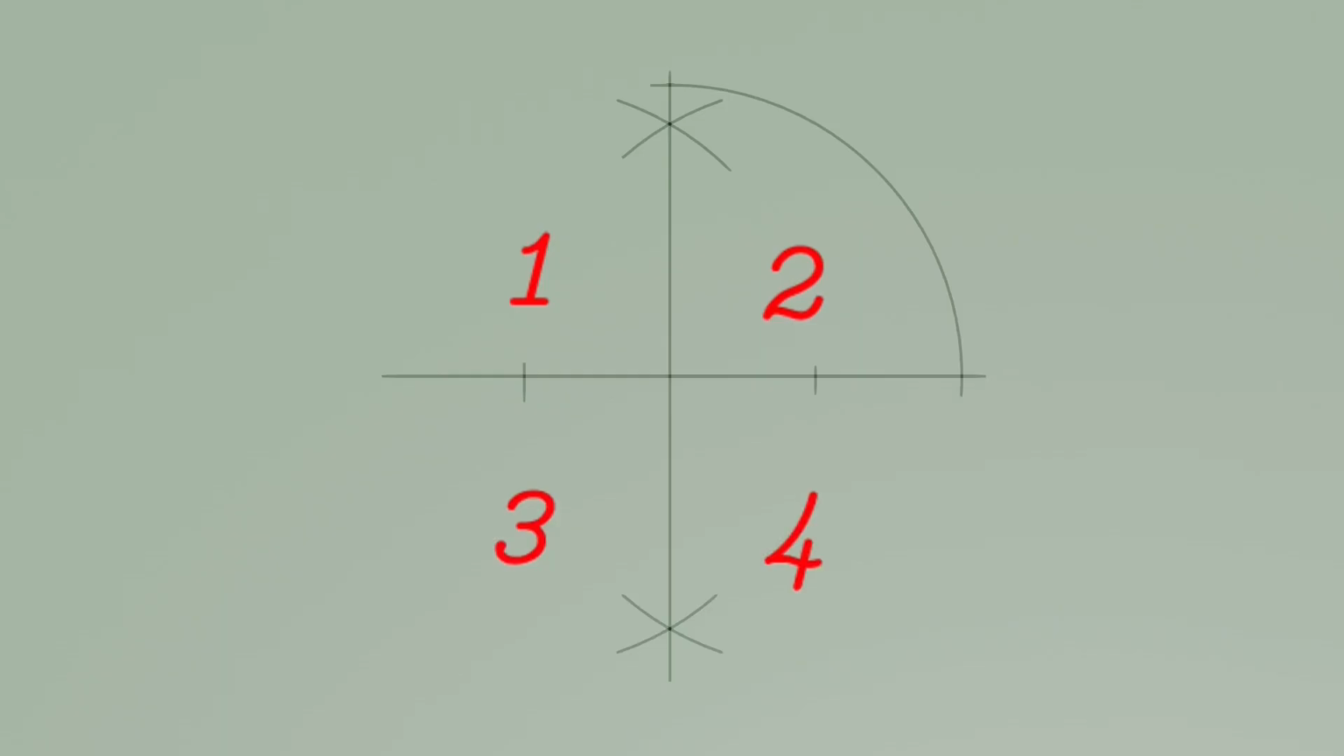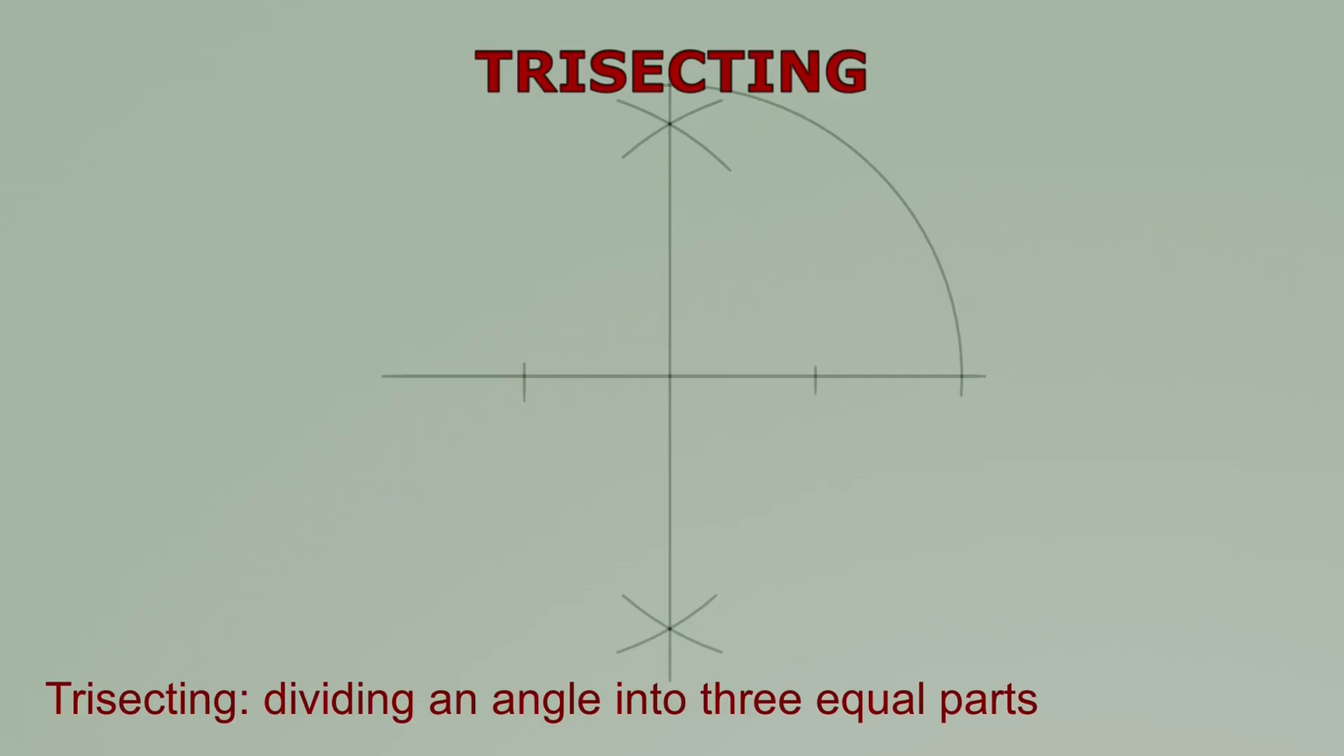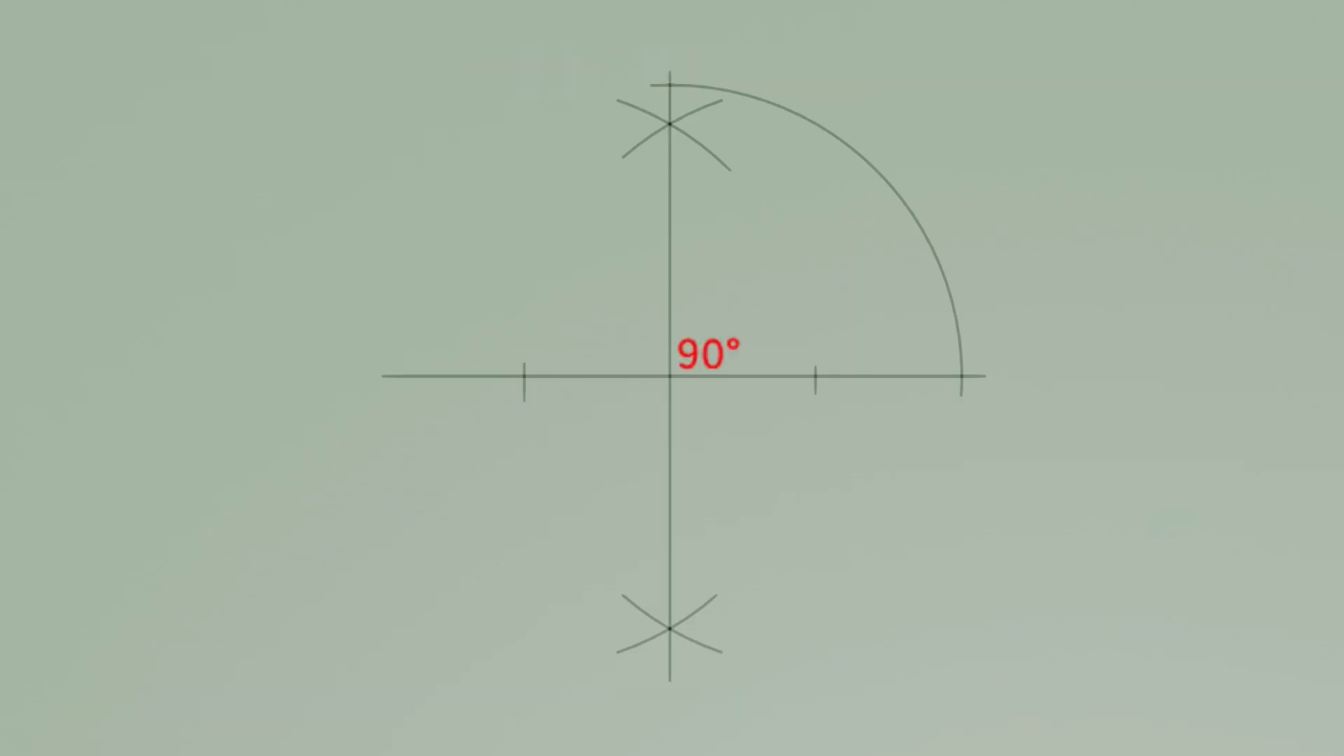Trisecting or dividing an angle into 3 equal parts using only a ruler and compass is a fairly simple process. It only has one exception or condition. Not every angle can be divided. Only angles of 45 degrees, 90 degrees, and 180 degrees can be divided. The arc we have drawn measures 90 degrees, so it can indeed be divided.